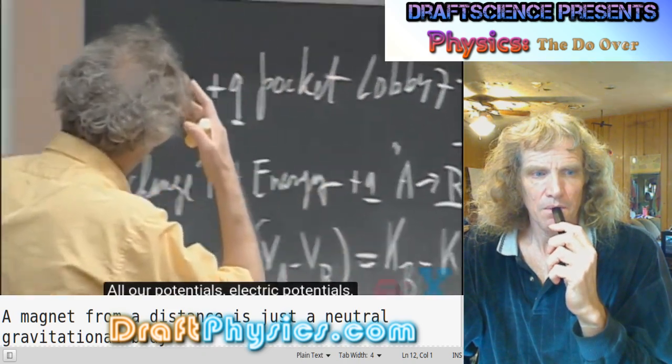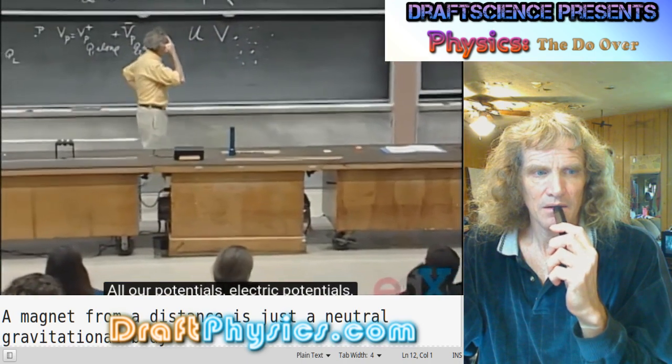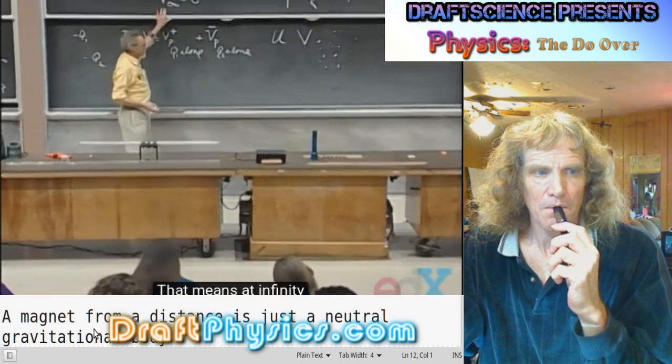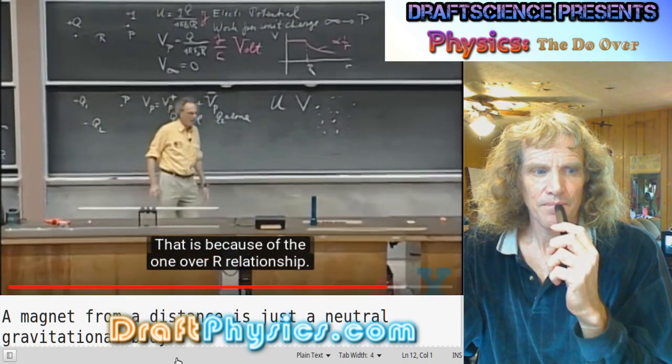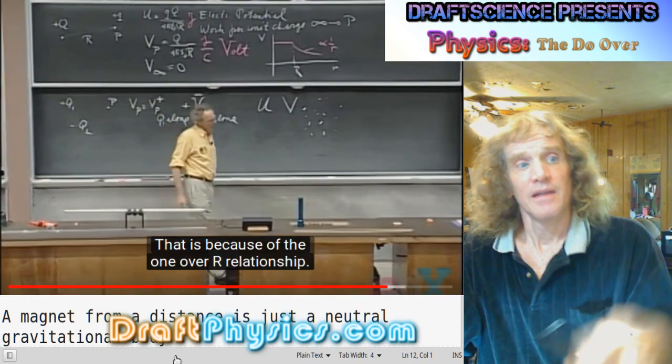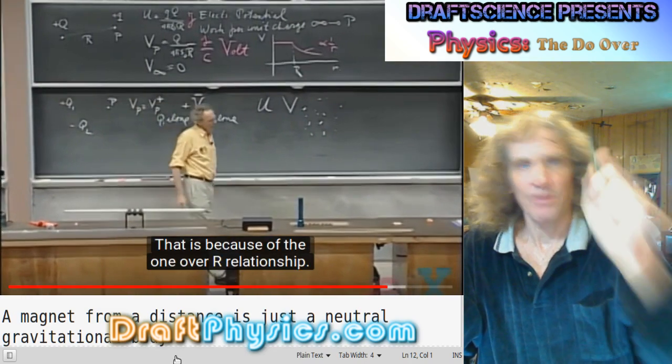All our electric potentials are defined relative to infinity. That means at infinity, they are zero. That is because of the 1 over r relationship. I'll say again, that's completely arbitrary. We can make the zero anywhere.